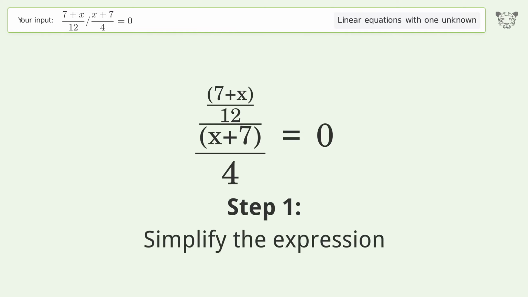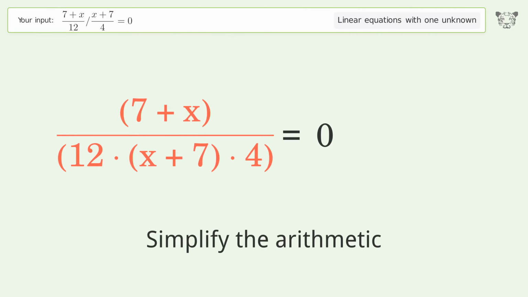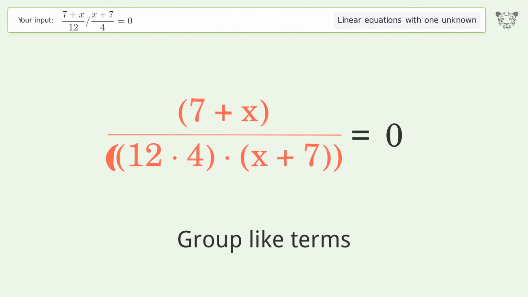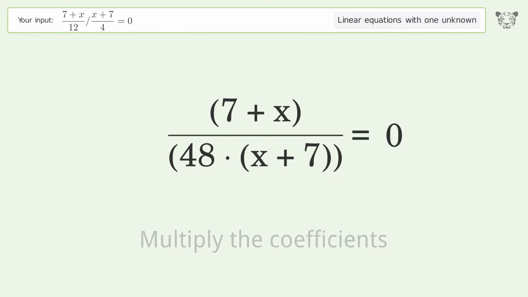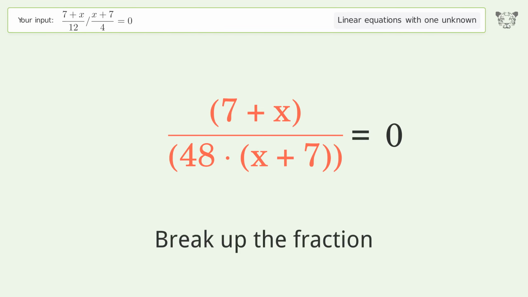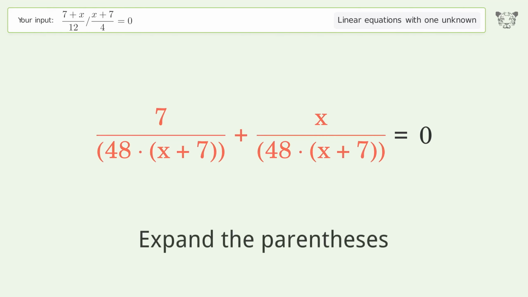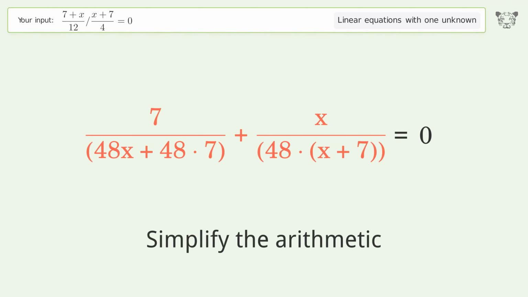Simplify the expression. Simplify the arithmetic. Group like terms. Multiply the coefficients. Break up the fraction. Expand the parentheses. Simplify the arithmetic.